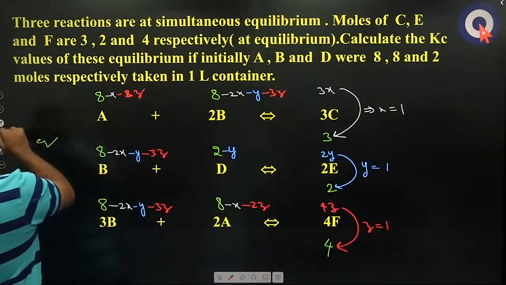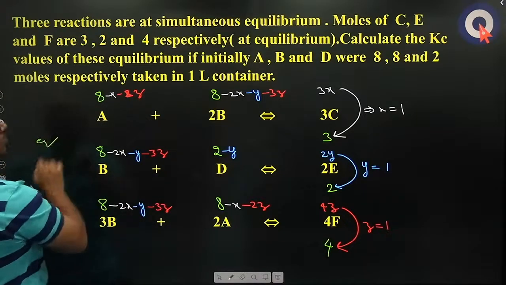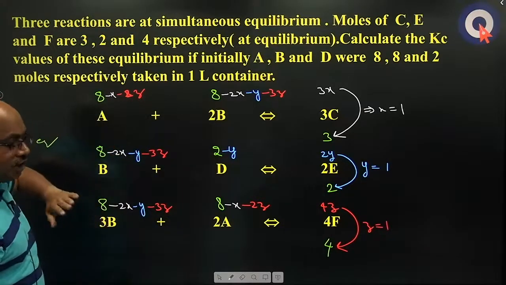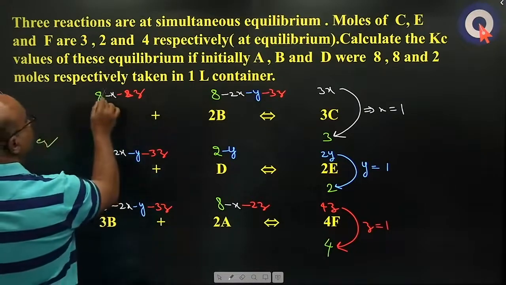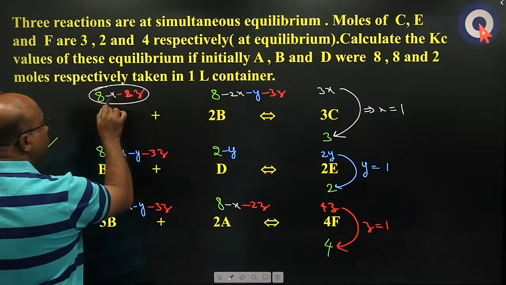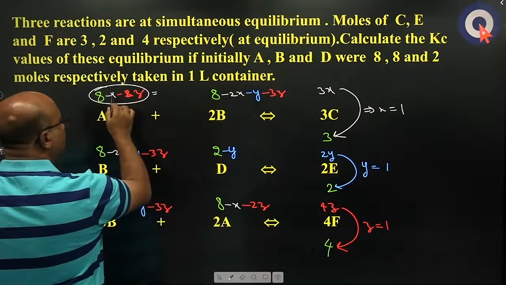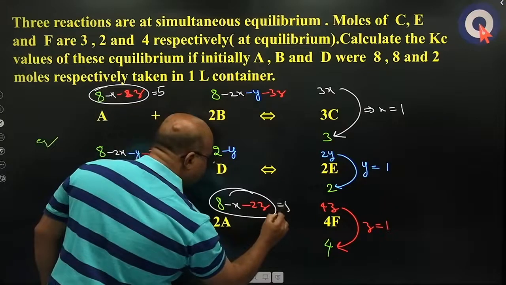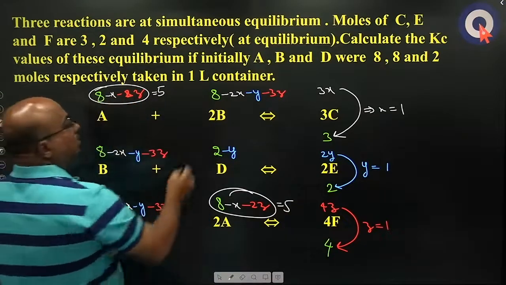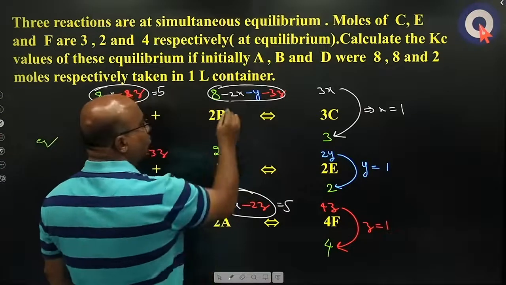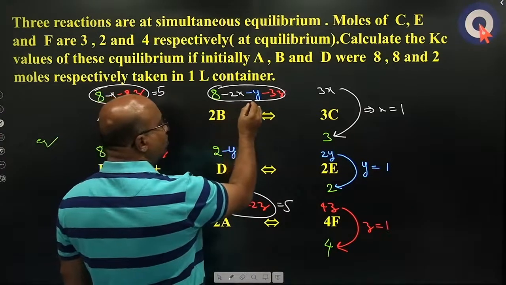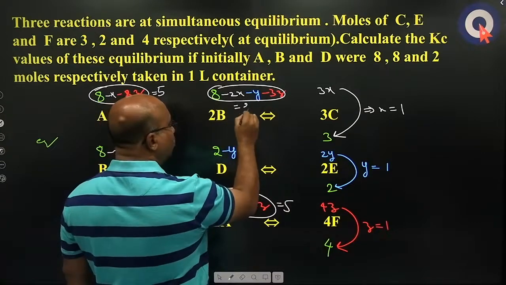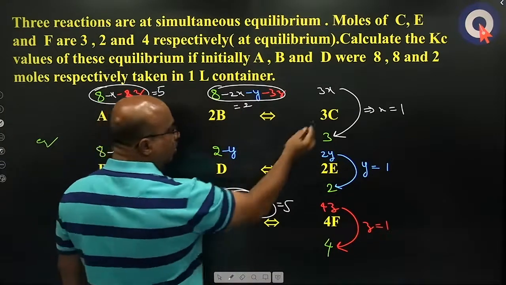So what will be the effective value of A? Because what we need now is the Kc for the equilibria. For each equilibrium we have to calculate K. So what is the A value? X is 1, Z is 1, so 8 minus 2X minus Y minus 3Z. This is 2, this is 1, this is 3, so 2, 1, 3, that is 6, and this value is equal to 2. The concentration of A is 5. The C value is already known, 3.